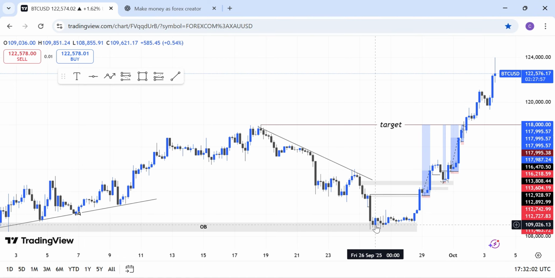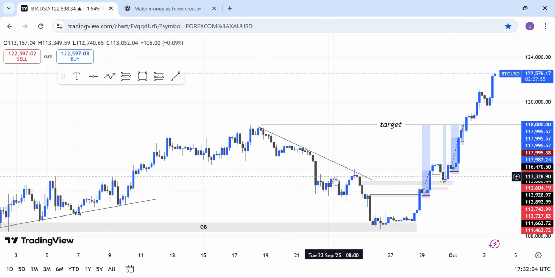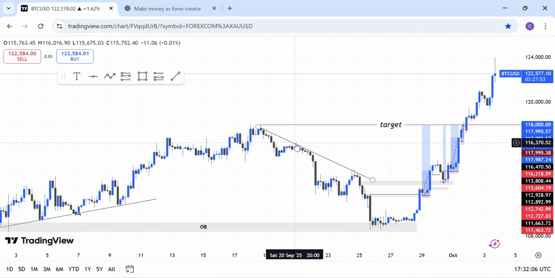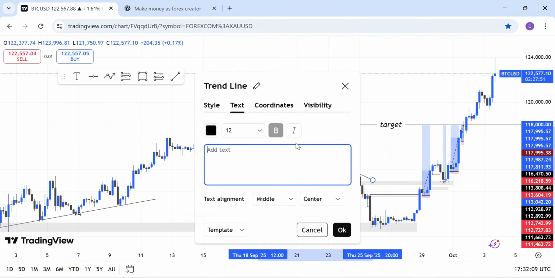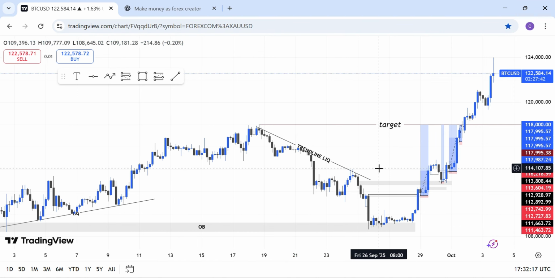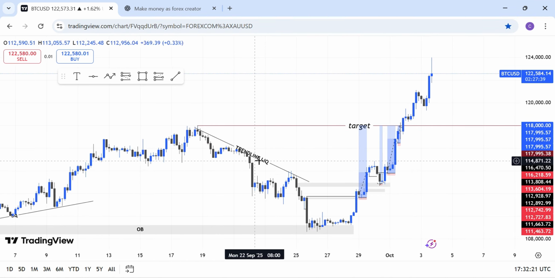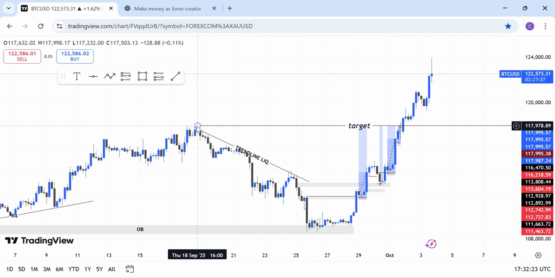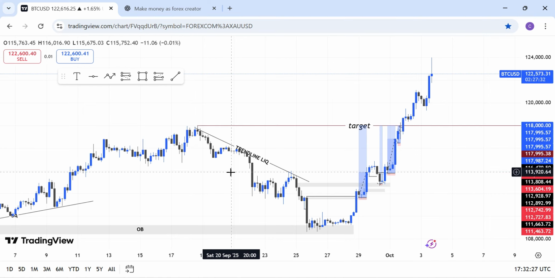When market got to my POI in the 4 hours time frame, on my directional bias, I saw that there's a trend liquidity over here. And market must take a liquidity before reversing because market hunts liquidity. So knowing that there's liquidity, I'll be buying all the way up to one time to 118k just to take out the entire trend liquidity.